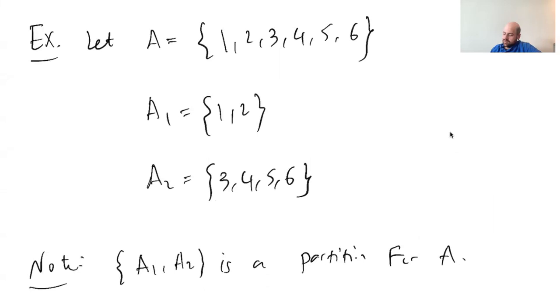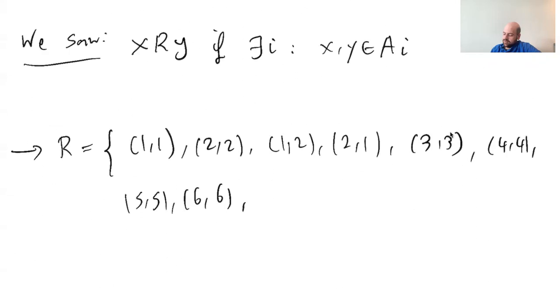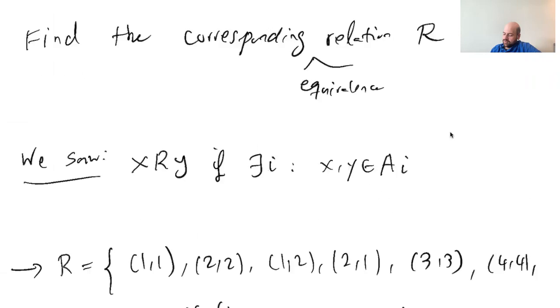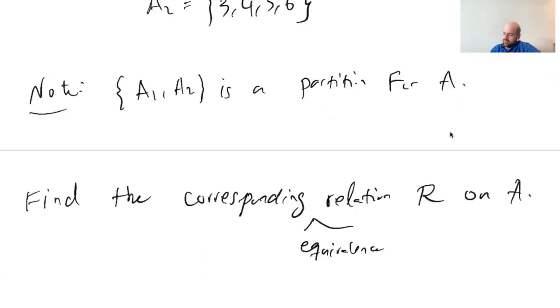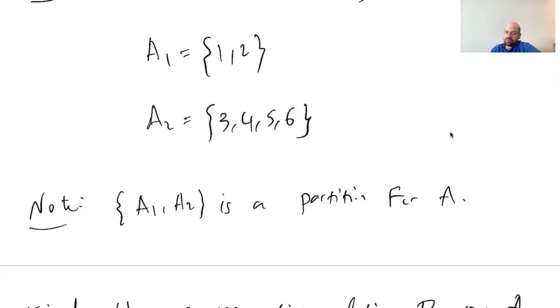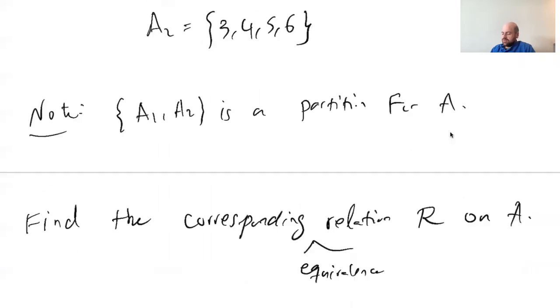So what else can we say? We can say (3, 4) is in R, right? (3, 4), (4, 3), and (3, 5), (5, 3). See, (3, 4), for example, is in R because 3 and 4, both of them are in A2. Remember, when can I say that a pair (X, Y) is in R? If X and Y, both of them are included in one of the capital Ai's. Well, here, 3 and 4, both of them are in capital A2. So (3, 4) is in R.